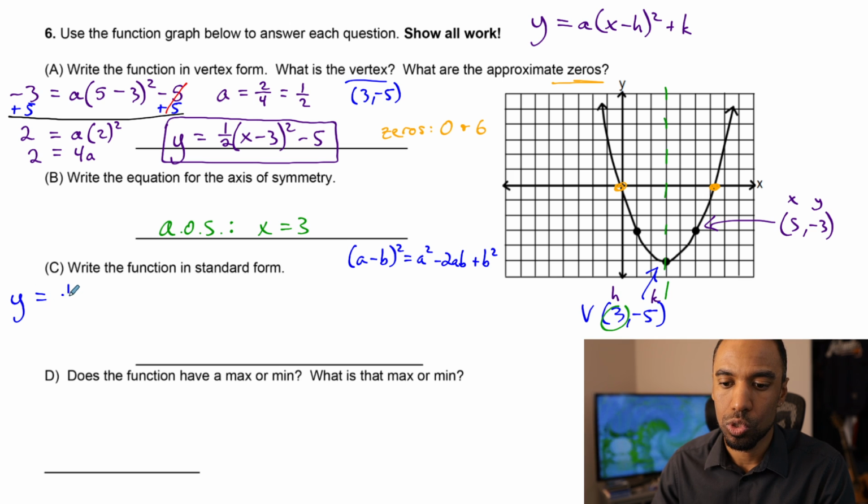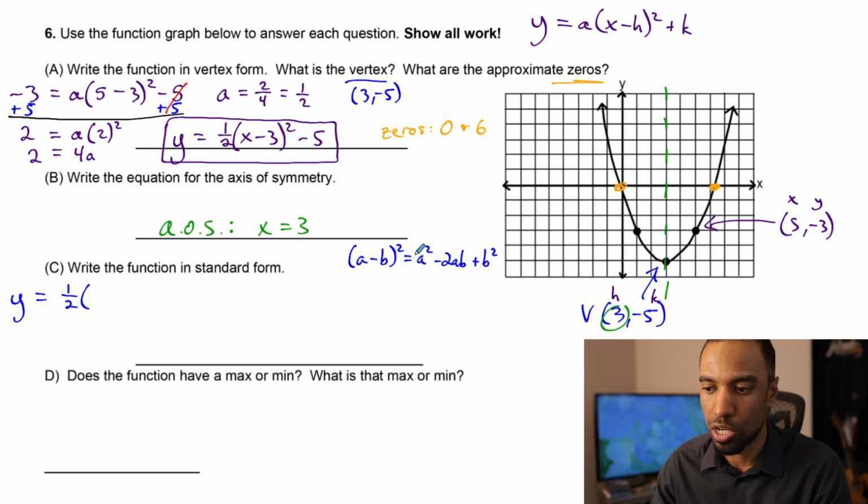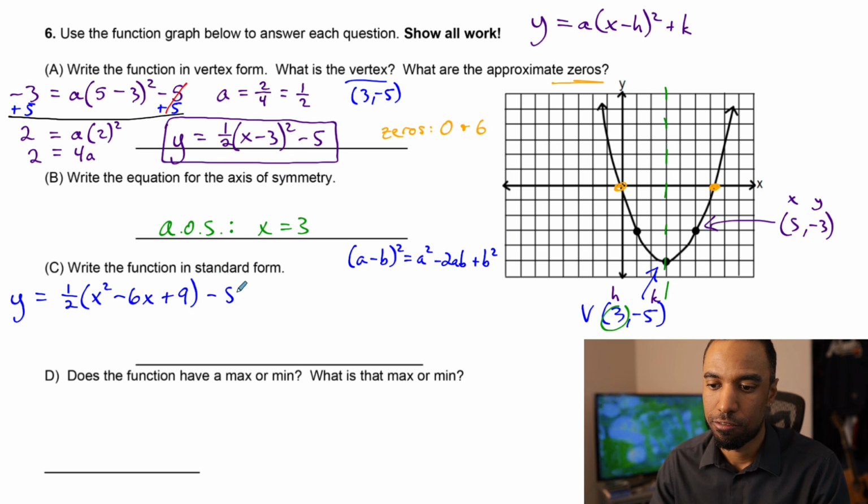So y equals 1/2 times, here's the expansion. We square the first term, x squared. We double the product of x and negative 3, which is negative 6x. And negative 3 quantity squared is 9. The 9 is going to be added to that right there. Minus 5. Okay, we have to take half of these things right here.